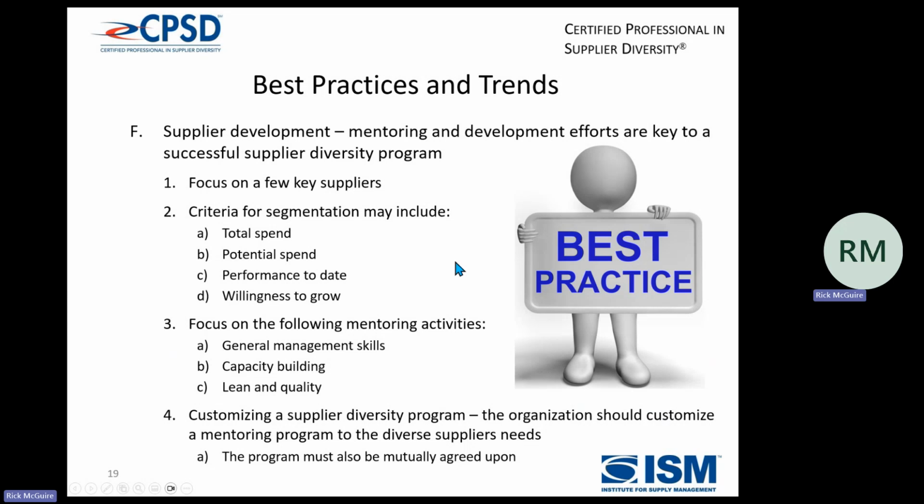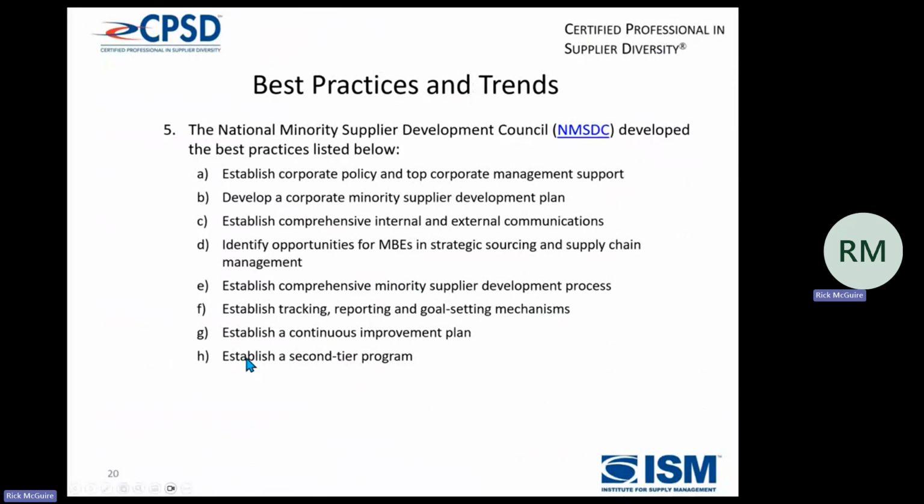Supplier development, mentoring, and development efforts are key to a successful supplier diversity program. Criteria for segmentation may include total spend, potential spend, performance, willingness to grow, focus on mentoring activities, management skills, capacity building, lean and quality. Customizing the supplier diversity program: the organization should customize a mentoring program to the diverse suppliers' needs. The program must also be mutually agreed upon. It can't be forced on the supplier.